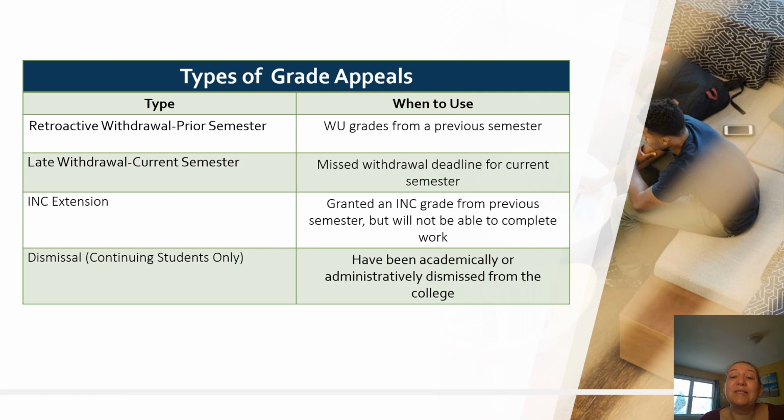An INC extension, that's if you received an INC grade, you have 1 semester to complete the work. Sometimes students aren't able to do that. So if, for whatever reason, something's going on, you're going to file an INC extension beyond that. And then a dismissal, which is for continuing students. Remember I talked about you could be dismissed from the college, you can appeal that dismissal. Doesn't mean you're going to get it. However, you can file an appeal to be reinstated to the college.